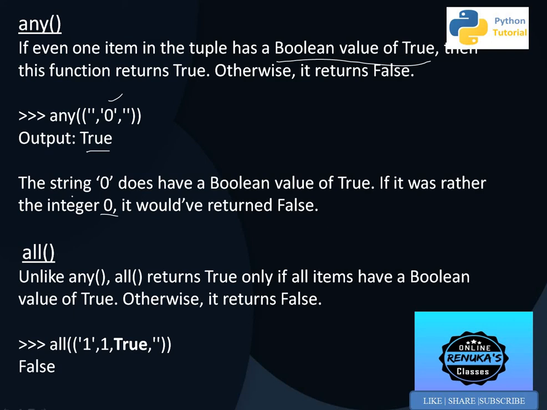All is almost the opposite of any. All returns true if all the items have a boolean value of true. If all items of a tuple are true, the result is true. For example, 1, 1, true and these quotes. Now this one is integer 1, and this is not true or false, so in that case it will return false.